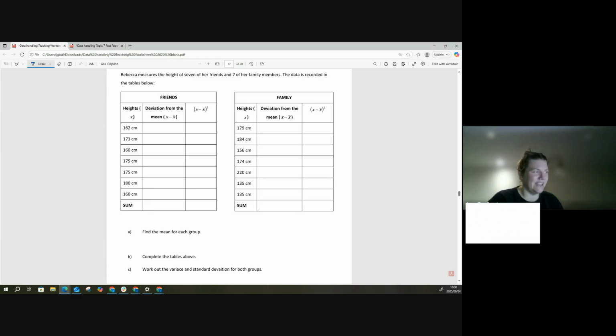First mission is to just get the mean of your two groups. And remember, you can do that on your calculator. So you can do that nice and quick. Yep, I got that same mean. So for friends.